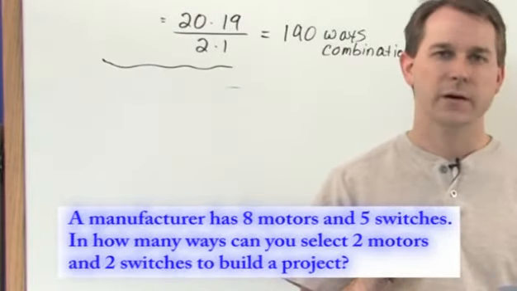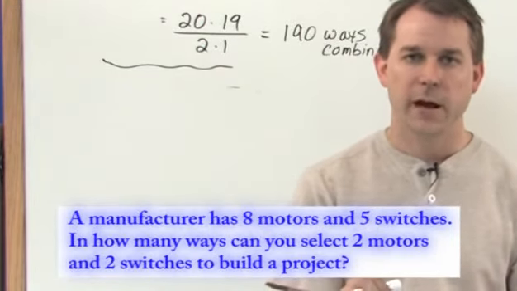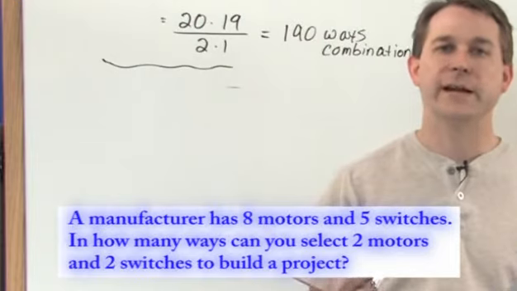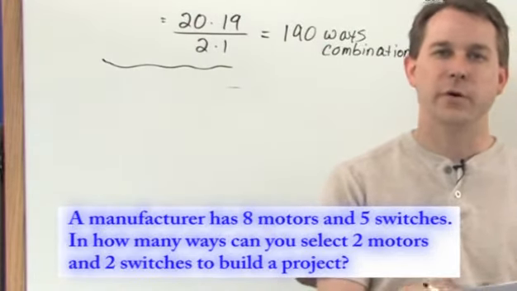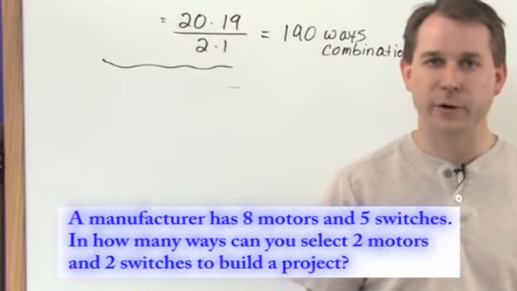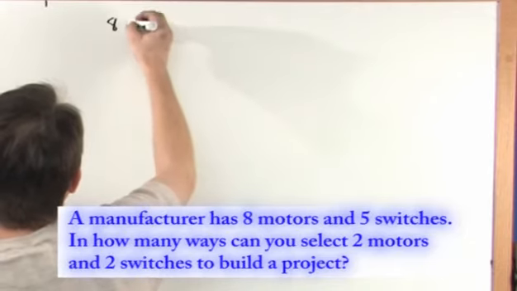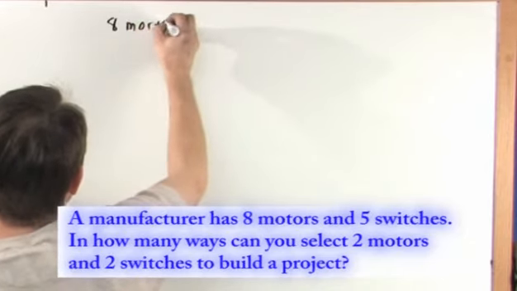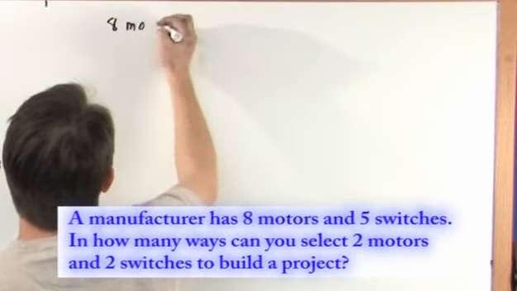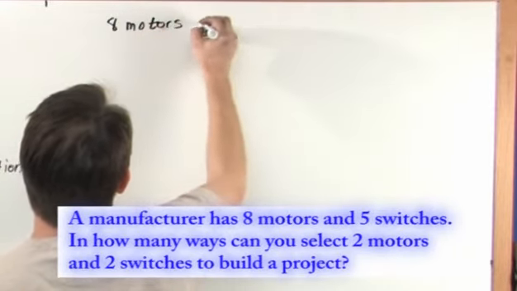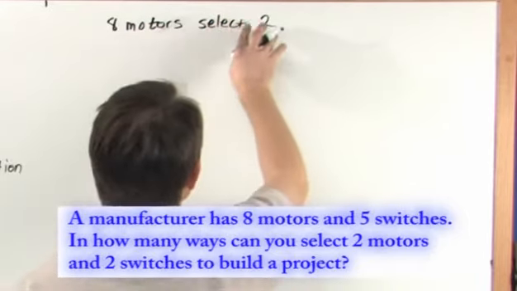Well, let's walk through it one step at a time. Since we know we're picking 2 motors and we know we're picking 2 switches, let's first find the number of combinations, the number of ways that I can pick 2 motors from a pool of 8 motors. Let's do that first and find out what that comes out to. So I have 8 motors and I'm going to select 2 of them. So this is 8 motors taken 2 at a time.